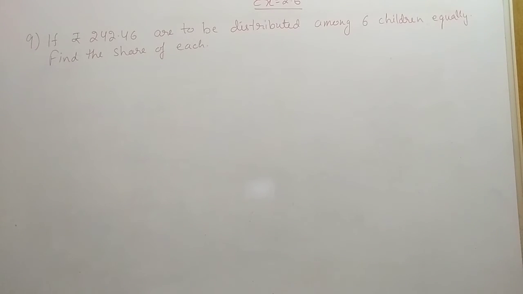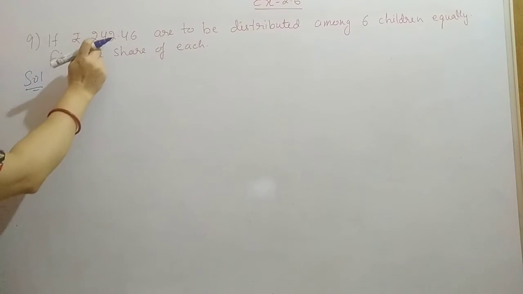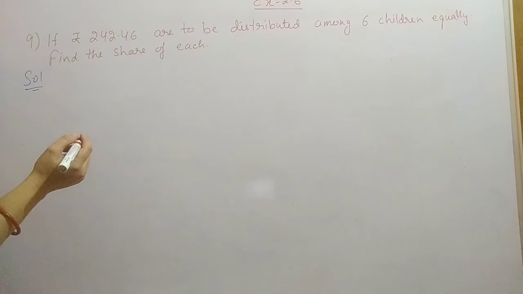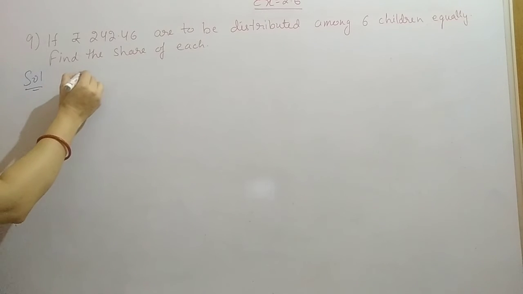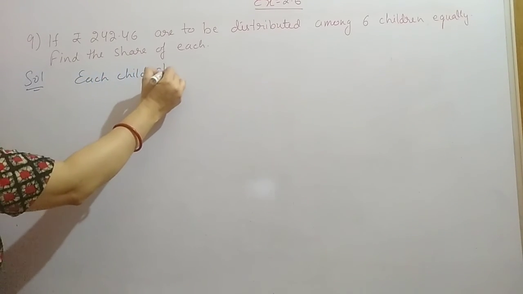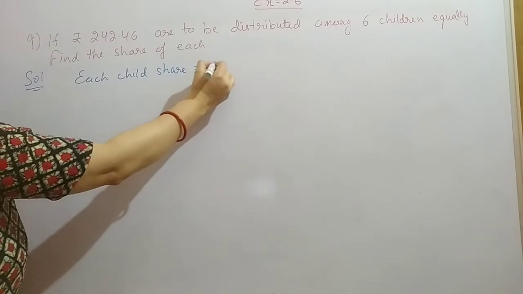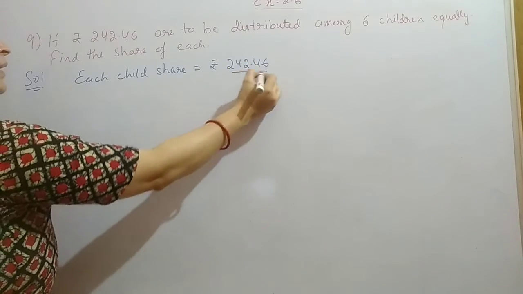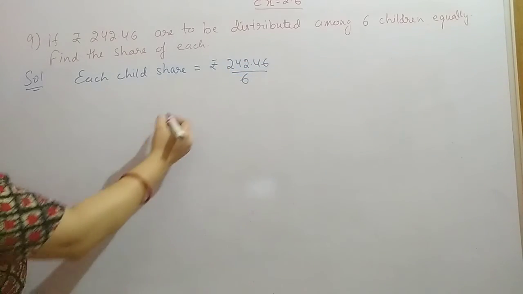Question number 9. If 242 rupees 0.46 rupees are to be distributed among 6 children equally, find the share of each child. So this money we have to divide among 6 children. It means we have to do division here. So each child's share is 242.46 divided by 6.